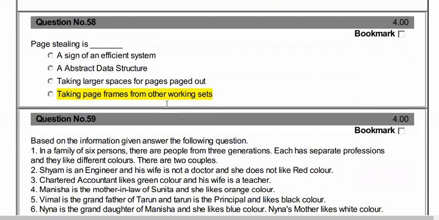Page stealing is dash. Option D is right, taking page frames from other working set.